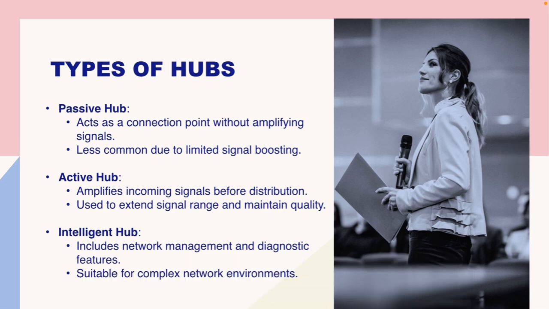So these are the different types of hubs: passive hub, active hub, and intelligent hub. In short, passive hub does not amplify the signal which it gets. Then active hub amplifies the incoming signal before distribution. And intelligent hub will manage the network, monitor the traffic, control flow, etc.